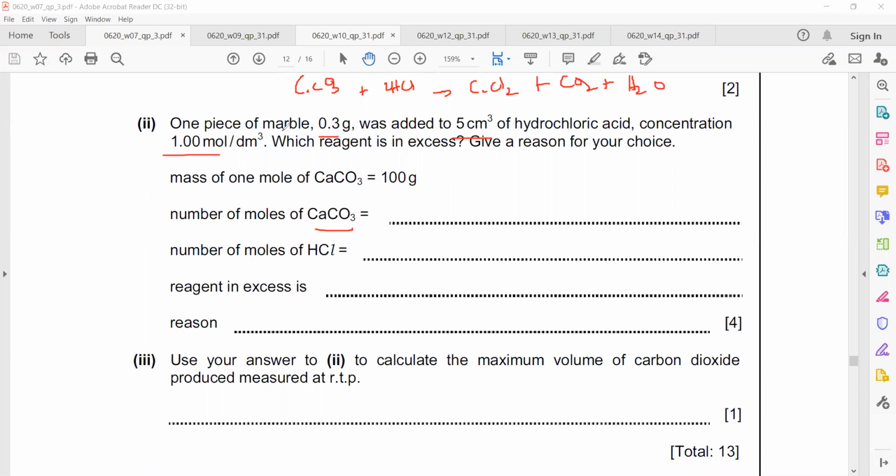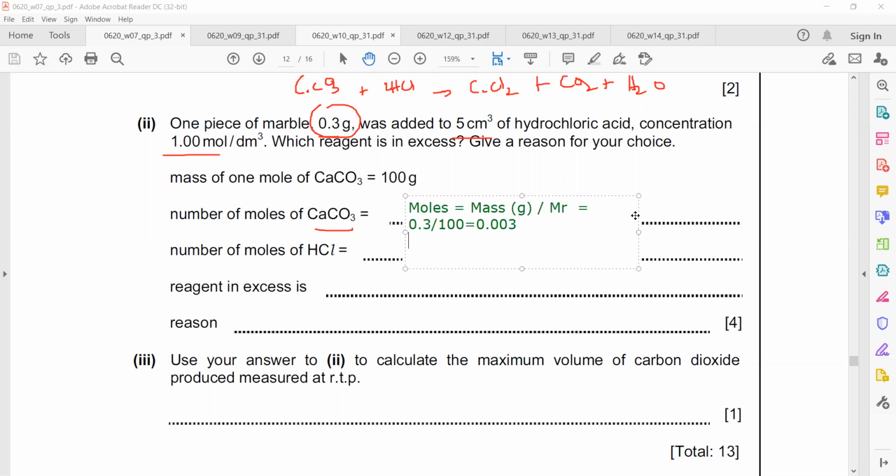Number of moles of calcium carbonate. How to get the moles of calcium carbonate? We have the mass of calcium carbonate, and we have the molar mass. So the formula to get the moles is mass in gram divided by molar mass. So 0.3 divided by 100, so you'll get 0.003.